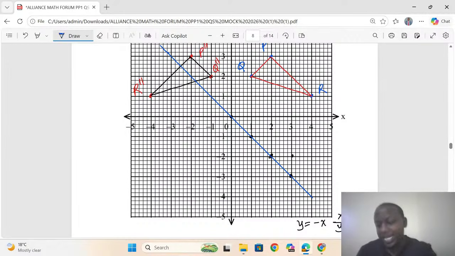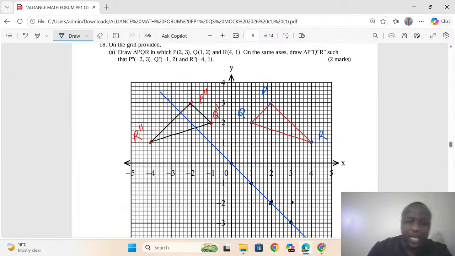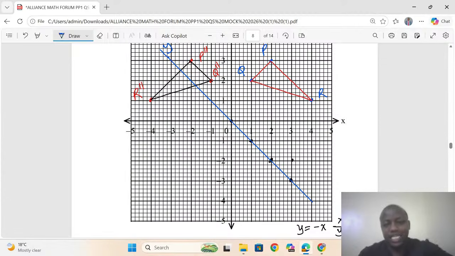Now we are supposed to reflect along this mirror line, y plus x equals 0. Now to reflect means you join every point to the mirror line perpendicularly. Then you proceed to the opposite side an equal distance. For example, we can start with Q. It's my nearest coordinates. So I join, let me use a black there, I join Q to the mirror line like that. Then I move an equal distance to the opposite side.